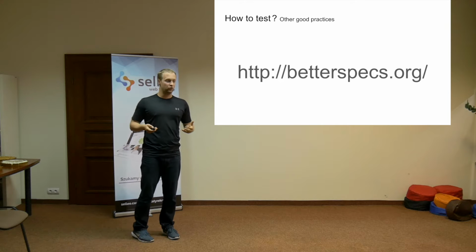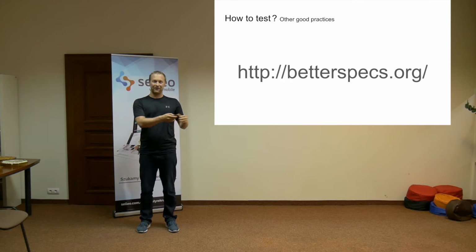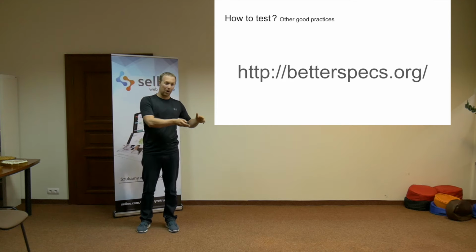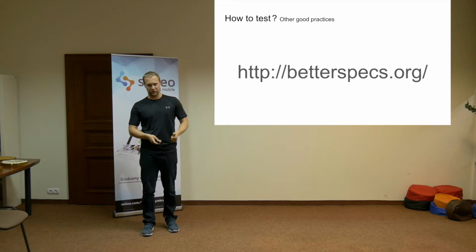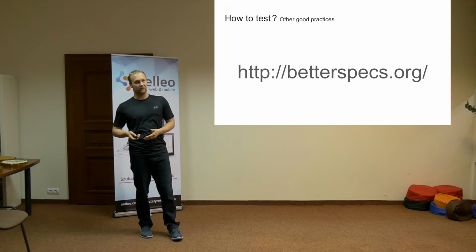What are the other things that you might consider? You can have a look at betterspecs.org. There are some things that go for this optimized way, like use subject, use describe class. However, there are some things that we still use.